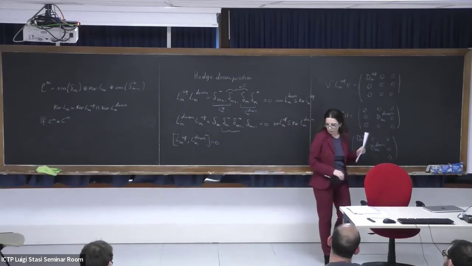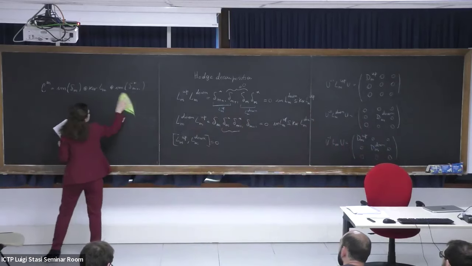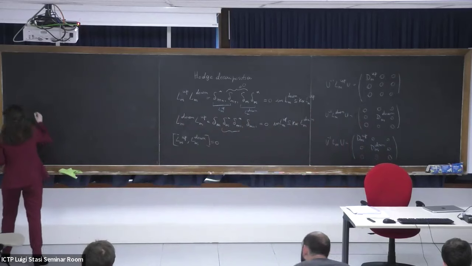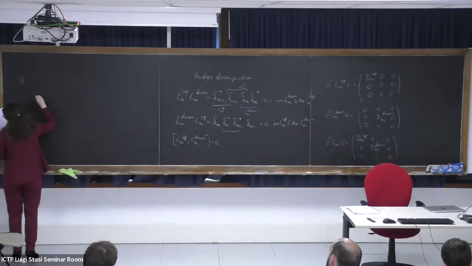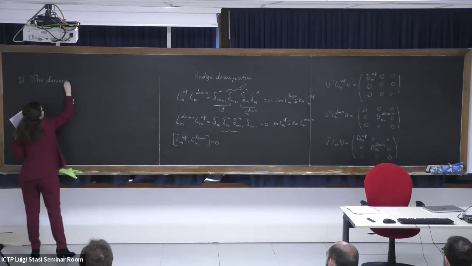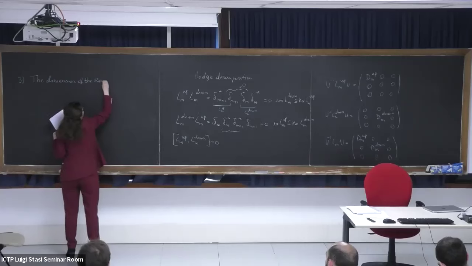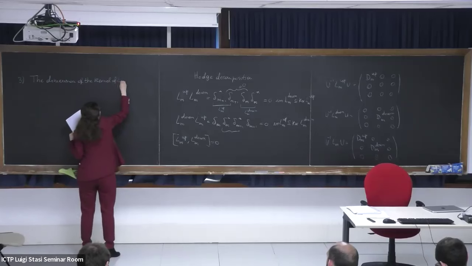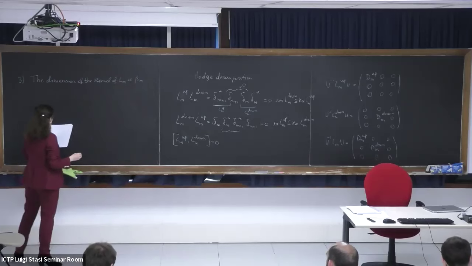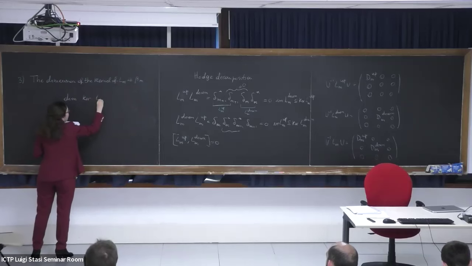So let's see this. This is another property connecting the Hodge Laplacian to the Betti number. Third key property: the dimension of the kernel of L_M is beta_M, where beta_M is the M-th Betti number. So in other words, it is the dimension of the kernel of L_M.